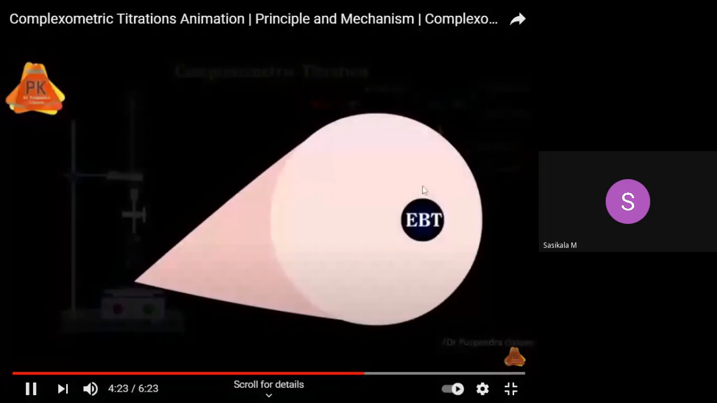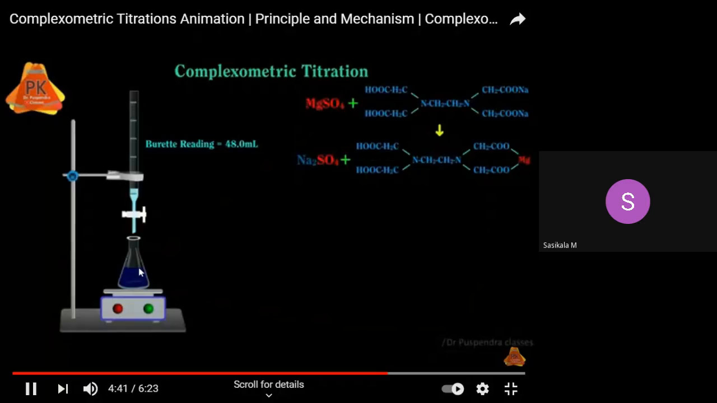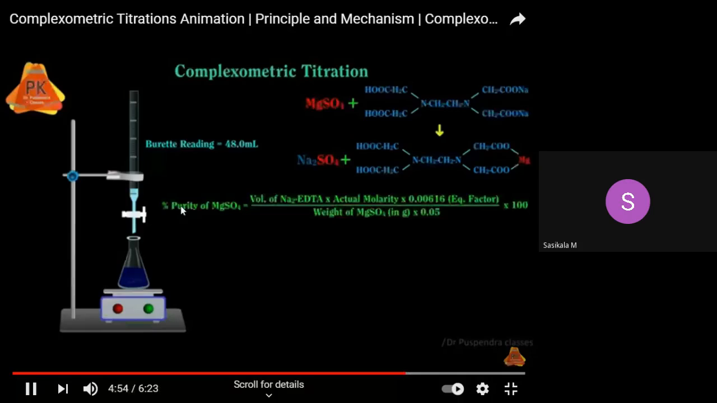What is the color of the free indicator? Blue color. That's your endpoint reached, and it gave a blue color. Free indicator is blue, and the red color was the metal-indicator complex.